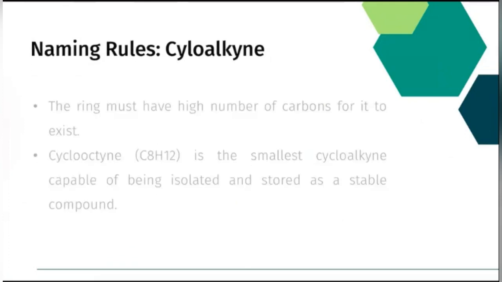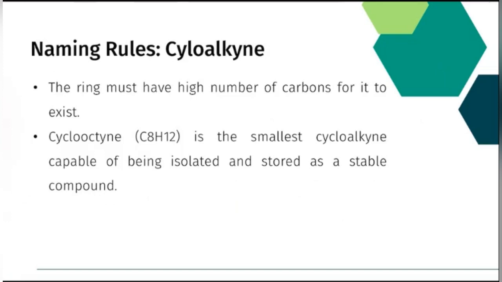For cycloalkynes, the rule is that the ring must have a high number of carbons for it to exist. Cyclooctyne is the smallest cycloalkyne capable of being isolated and stored as a stable compound. So this is the simplest or smallest cycloalkyne, cyclooctyne. Going up will be the other members of the cycloalkyne family. So it starts at cyclooctyne.